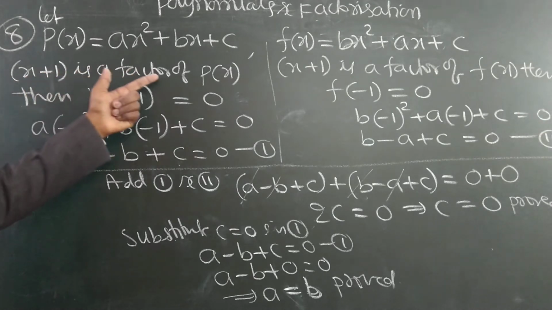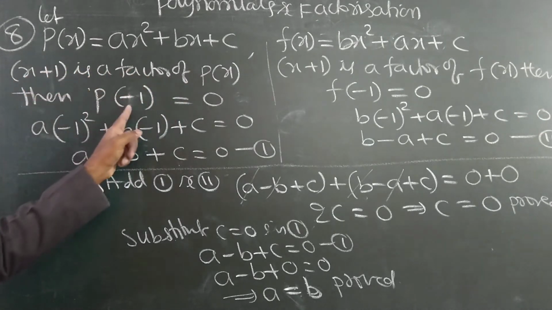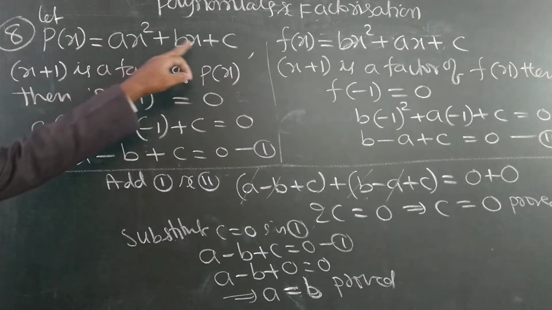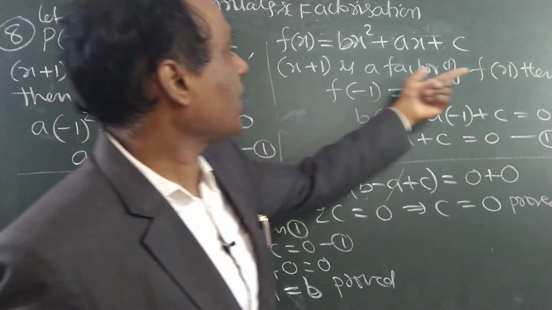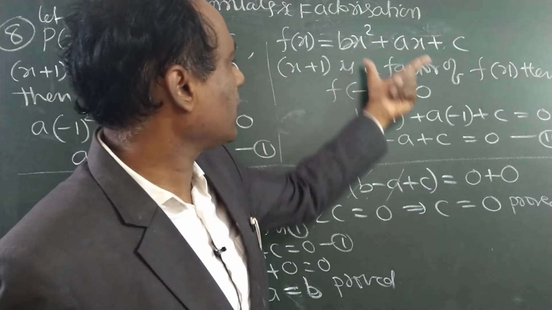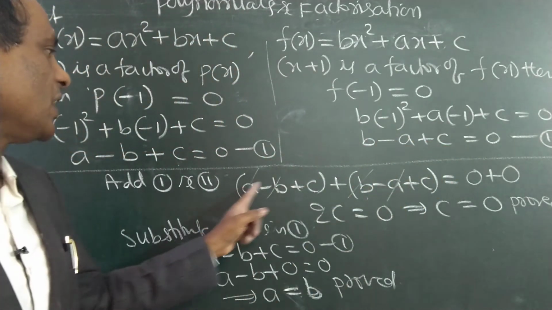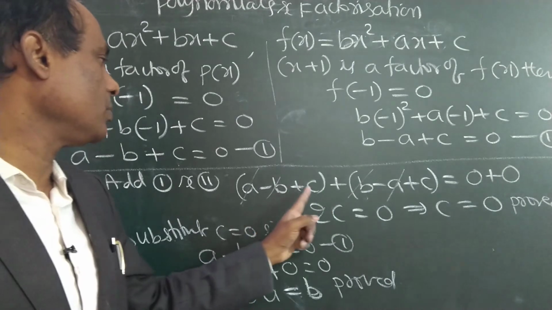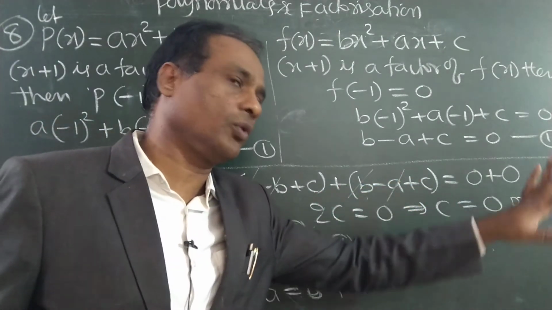X plus 1 is a factor means f of minus 1 should be 0. So x is equal to minus 1, we have written this equation. X plus 1 is a factor of f(x) means write x is equal to minus 1. So substitute minus 1 here, we got one equation. Adding these two, plus a plus b minus b, c plus c, 2c is equal to 0, c is equal to 0 by 2 is 0, proved.